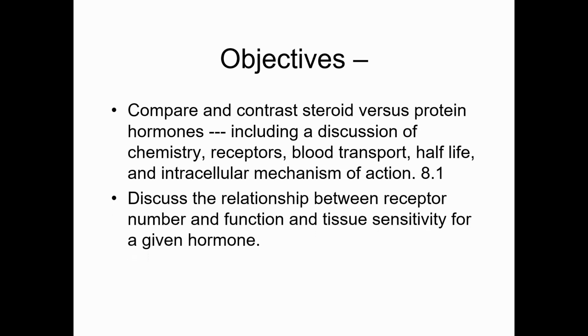Next, we want to talk about something called upregulation and downregulation. So this learning objective gets at what is the relationship between the receptor number and the tissue sensitivity for a given hormone. This isn't about changing the affinity of a receptor, making a receptor go from high affinity to low affinity. Nothing changes in an individual receptor. What happens if you have more receptors or if you have fewer receptors? What happens in terms of tissue sensitivity and tissue response?